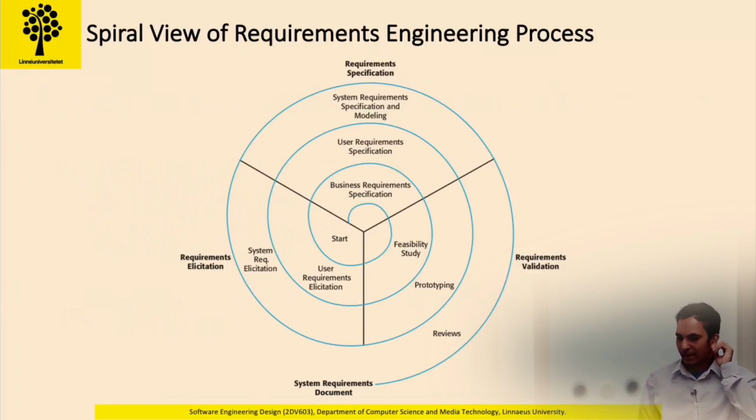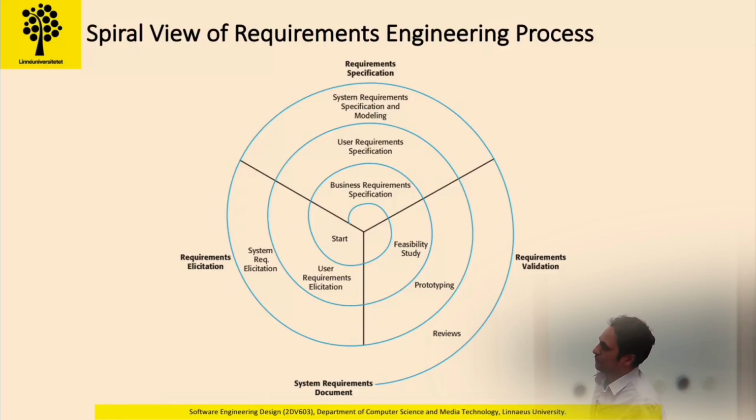So I want to give you a spiral view of the requirements engineering process. As you can see, the process has three main activities: requirements elicitation, where it all starts, requirements specification, and requirements validation. The ultimate goal, or output, of this process is the requirements document. But how does it work? It starts with requirements elicitation. As you can see, we have three different levels of requirements specification, and also three different levels of validation.